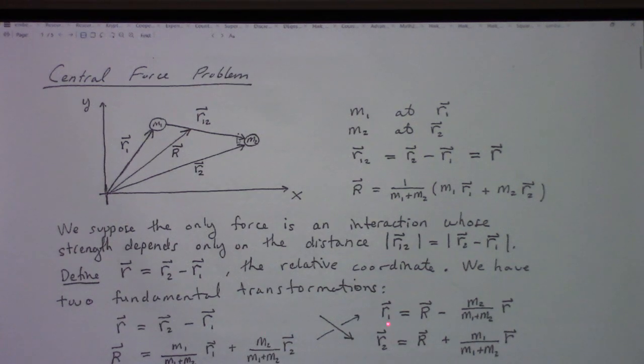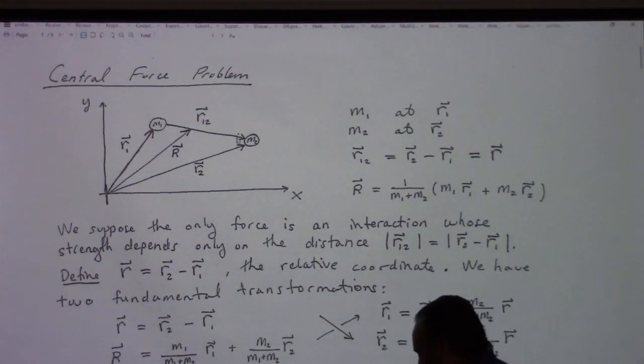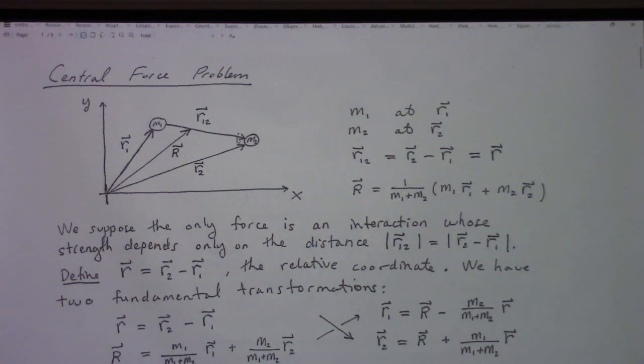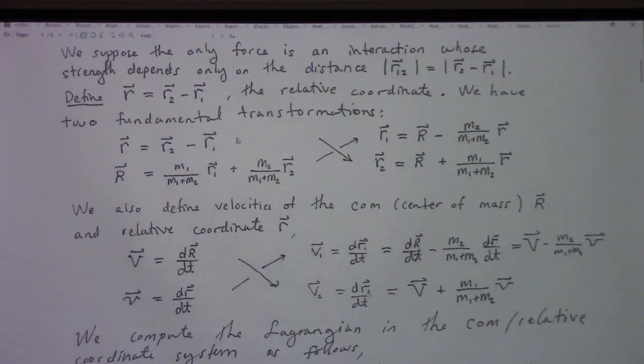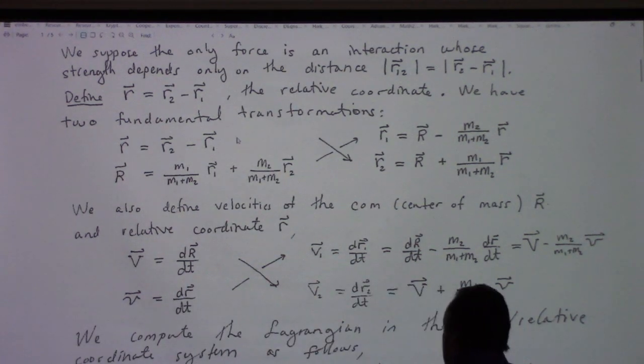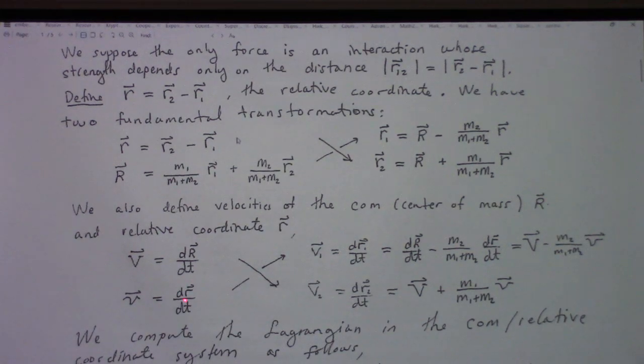You can invert them to get that r1 is equal to this and r2 is equal to that in terms of the center of mass and the relative coordinate, r. And what's interesting then is that you can calculate the velocity of the center of mass and the relative velocity. I differentiate this and that to get those relations. These are related to the velocities of the first and second particles according to calculus, like so, which gives me this formula and that formula.